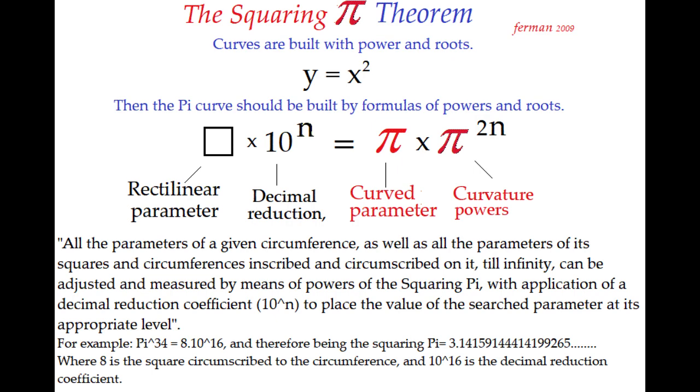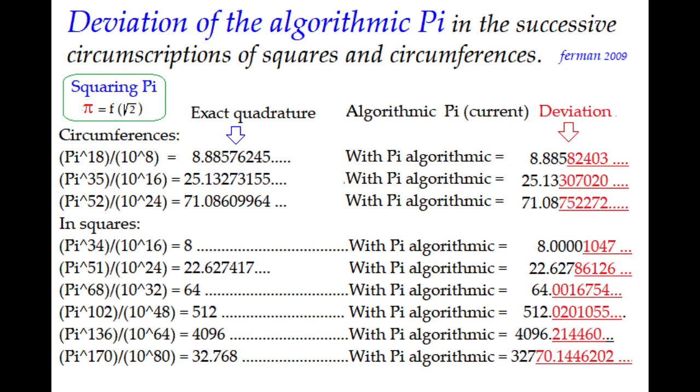reduction coefficient. In this diagram, we can see how power cycles of pi can give us all the squares and circumferences circumscribed between them to infinity, applying the appropriate decimal reduction, and how the current algorithmic pi cannot.